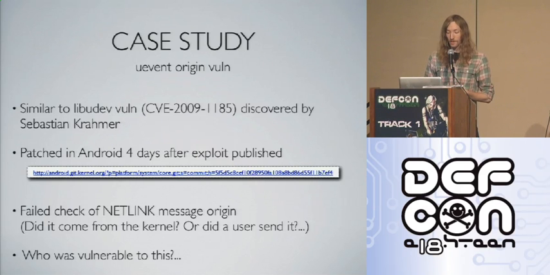This is a vulnerability that came out recently that was very similar to the libudev vuln CVE 2009-1185 that was discovered by Sebastian Kramer. I would like to point out that we did incorrectly state at Black Hat that this vulnerability was in fact CVE 2009-1185, but Android itself does not use libudev. In their implementation of handling events, they proceeded to recreate the exact same bug, and Sebastian took the exploit that he wrote originally for that and was able to port that to run on Android.